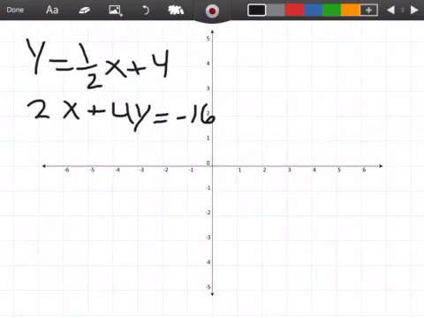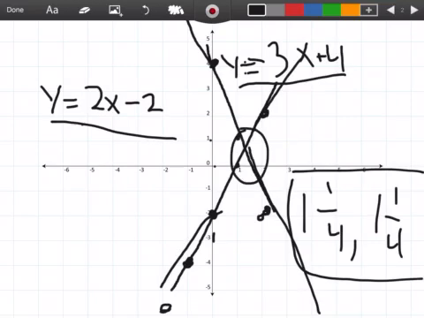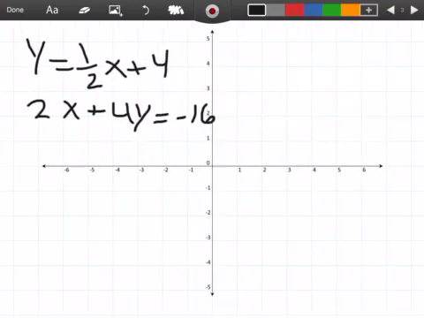So this is our next case. There are 3 possible cases. In this one, there's only one possible answer, because if you keep on going and going, they only collide right here. Our next equations are y equals 1/2 x plus 4, and 2x plus 4y equals negative 16.